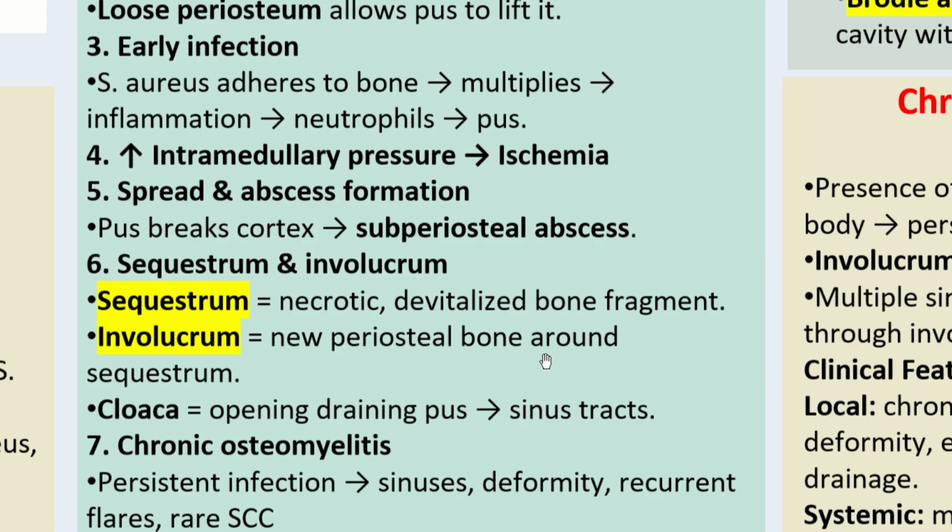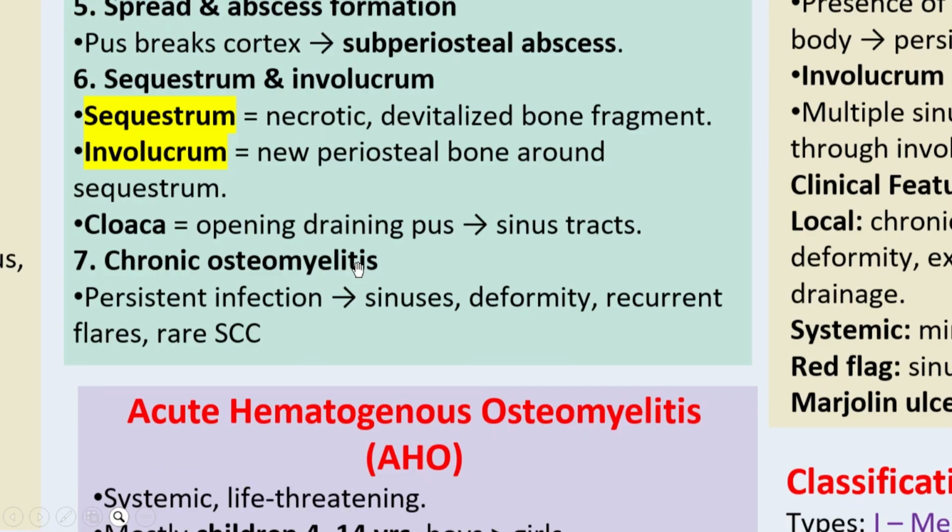And sometimes, even after we have formed the involucrum, we still have pus inside under pressure, so the new bone ends up having what we call sinus tracts, and these sinus tracts are what we see in chronic osteomyelitis. So chronic osteomyelitis comes when you have a persistent infection that leads to formation of sinuses, and then we have deformities coming up, and you have recurrent flares, what you call acute on chronic osteomyelitis.